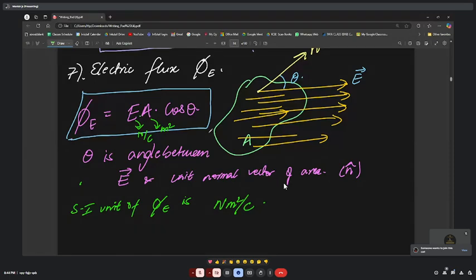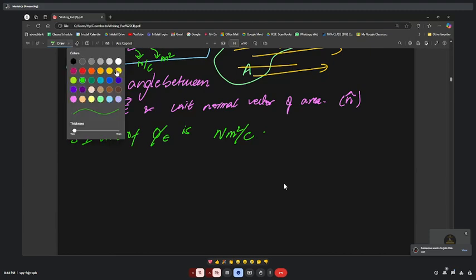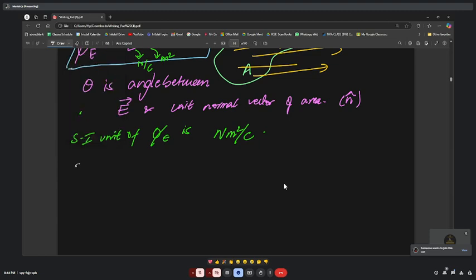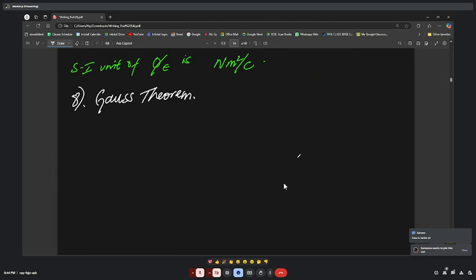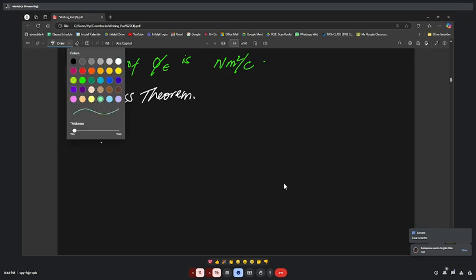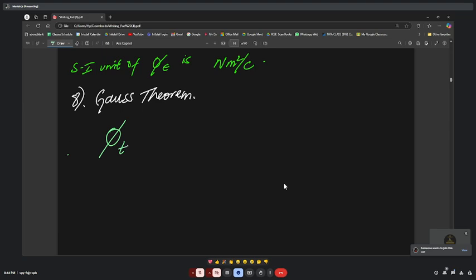Okay, fine. So we are now moving on to the next concept, the eighth concept, which is called Gauss theorem. So we'll try to understand what is the concept of Gauss theorem. Gauss theorem is a popular theorem which tells you that the total electric flux in a closed surface, so we can say phi T, which is total electric flux in a closed surface or an enclosed surface, is equal to 1 upon epsilon naught times the charge enclosed by that surface.